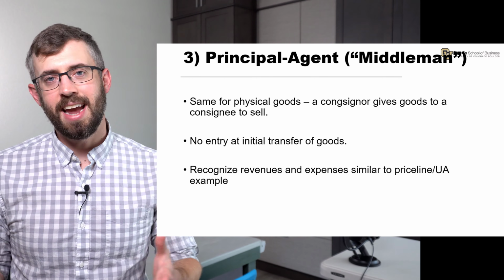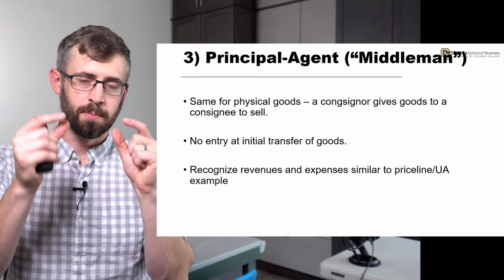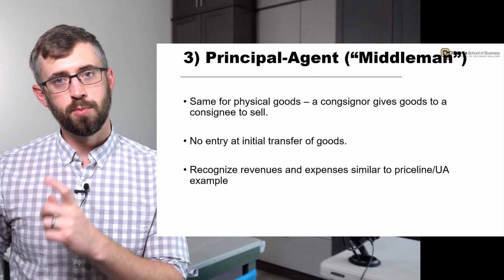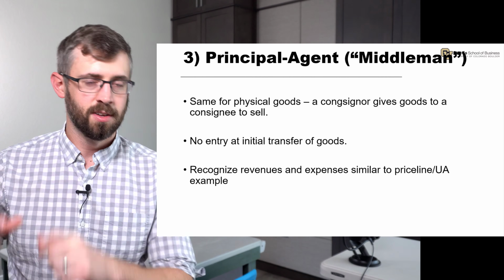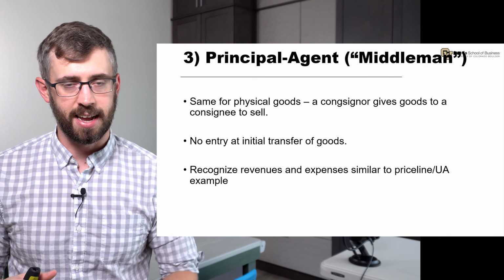And this is the principal-agent idea, where the agent, which is Priceline, is only going to recognize revenue on the bit they get to keep, whereas the principal recognizes revenue on the full amount and the selling expense that they pay to that agent.